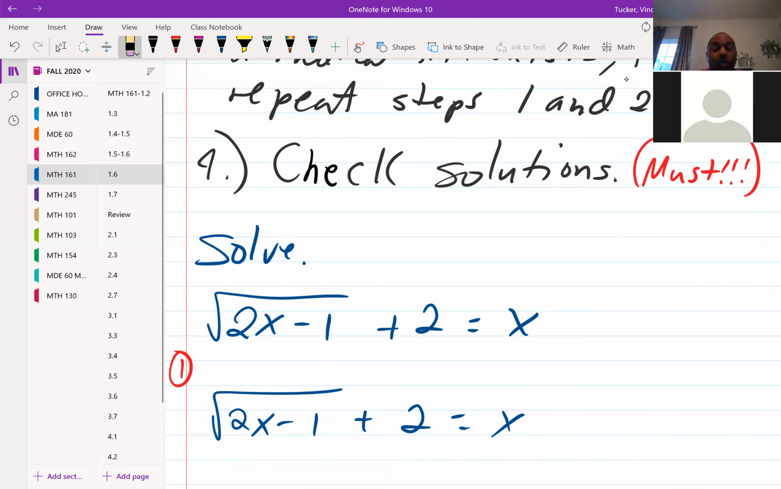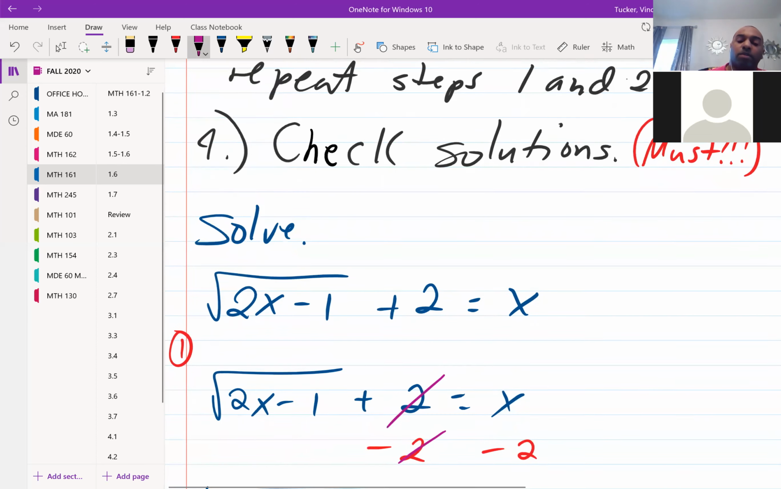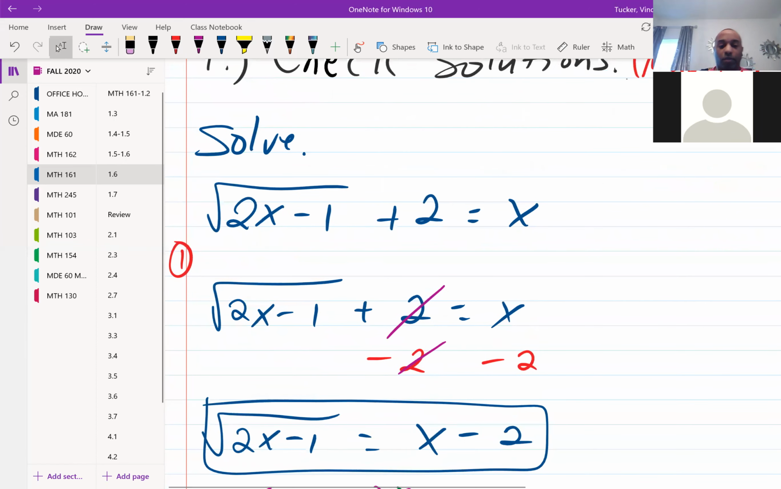All right. So first step is to isolate the radical. We want to get the part that has the radical involved on one side by itself. So the first thing we will do is subtract 2 from both sides. The 2's cancel, and that leaves us with the square root of 2x minus 1 equal to x minus 2.